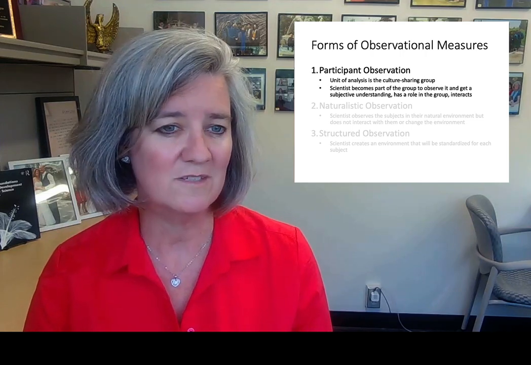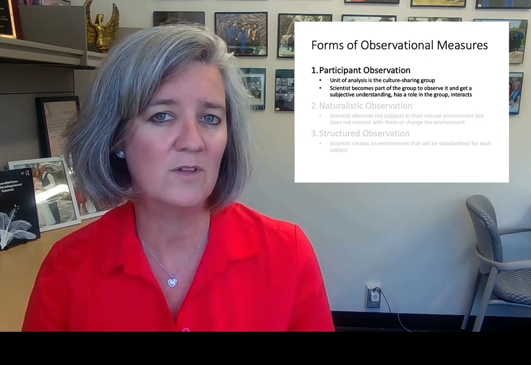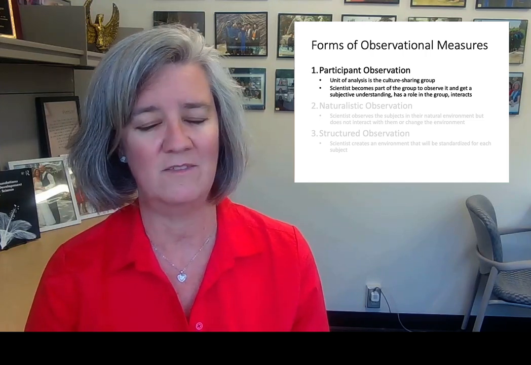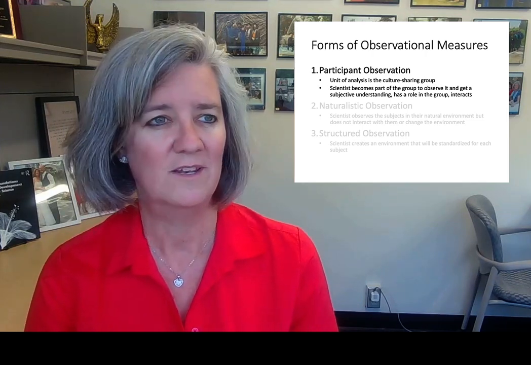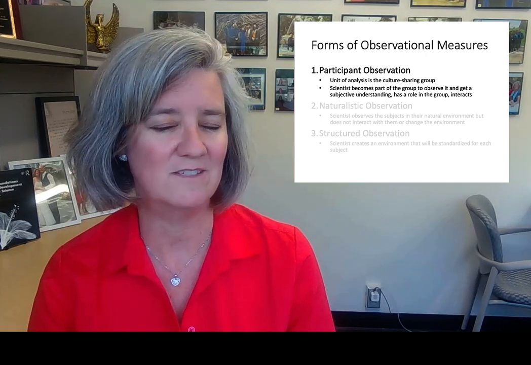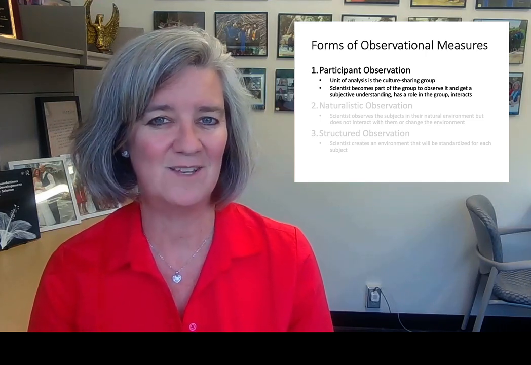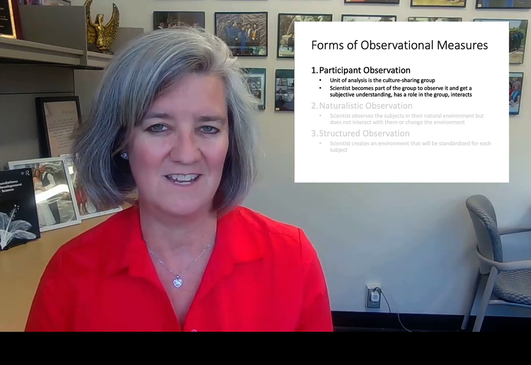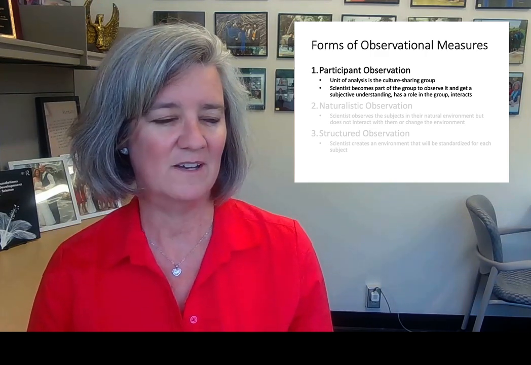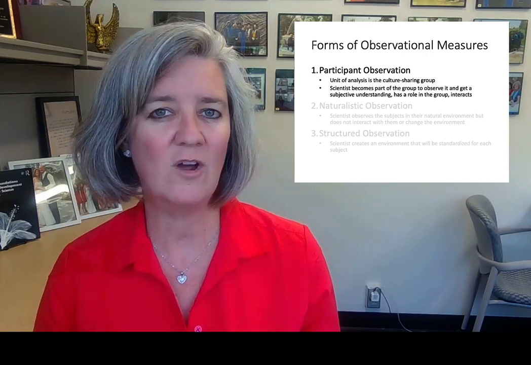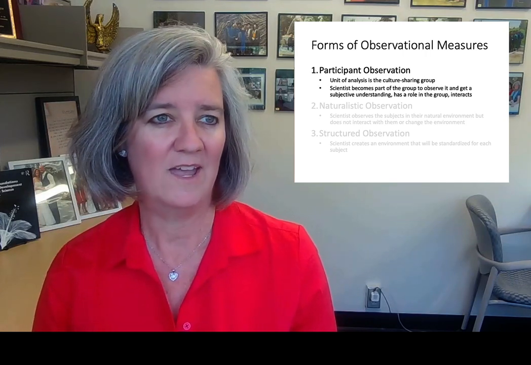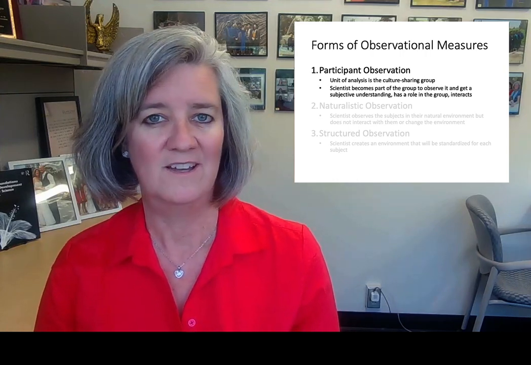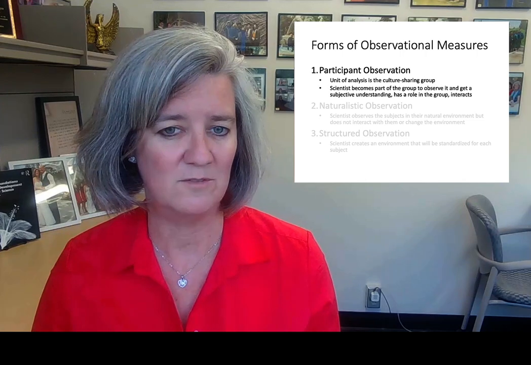In order to do this, the scientist becomes part of the group to observe it. They don't just watch the group from the outside, they become a member of the group. Now, they don't necessarily do that secretly. Typically, the members of the group know that this is a scientist who is studying them, but still, they take a role in the group and ask questions, and they interact with people during the course of their observations.